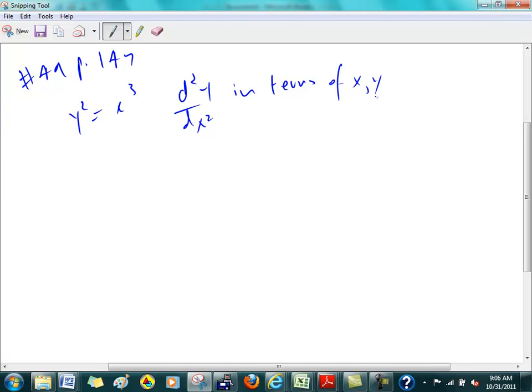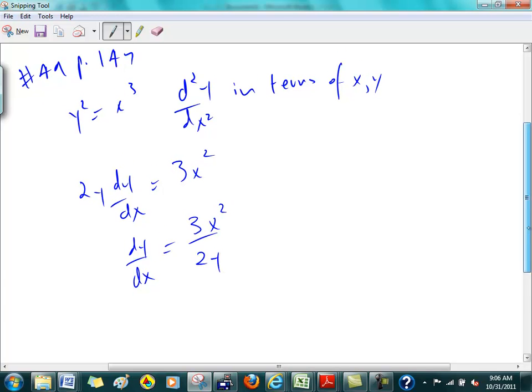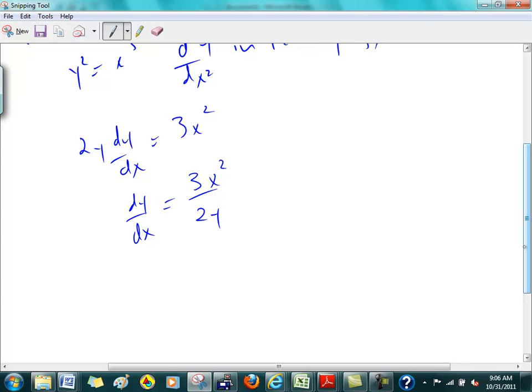What do you get on the left-hand side? What do you get on the left? Nice, good job. And on the right? Nice. Isolate dy by dx. Well, there are two ways of doing this. Let's just do it the old-fashioned way, where you isolate that. Is everybody okay on that?